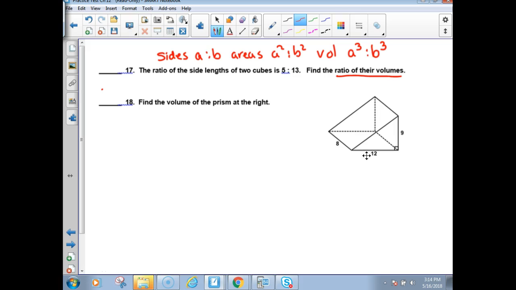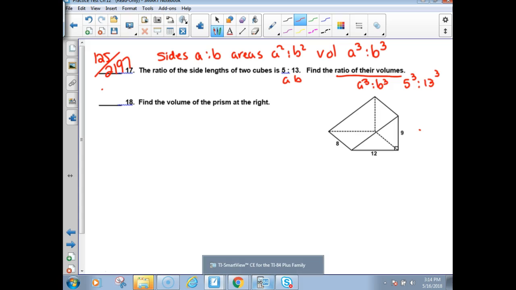That's how it works. Okay, ratio of the side lengths is 5 to 13. That would be A to B. So if you want volume, you need to do A cubed to B cubed. So you have to take 5 and cube it, and you have to take 13 and cube it. Okay, those are big. 5 to the third is 125 over, what's 13 to the third? Yep, 2197. Does anybody need me to show them how to cube the 13?